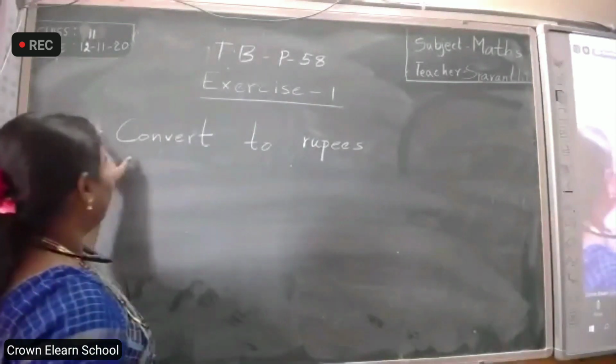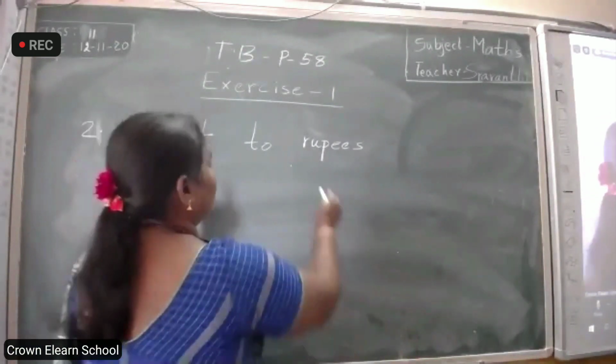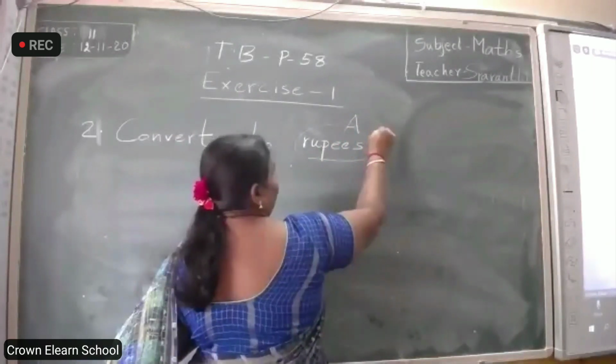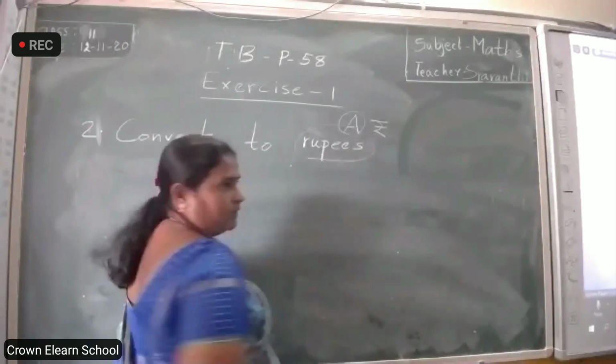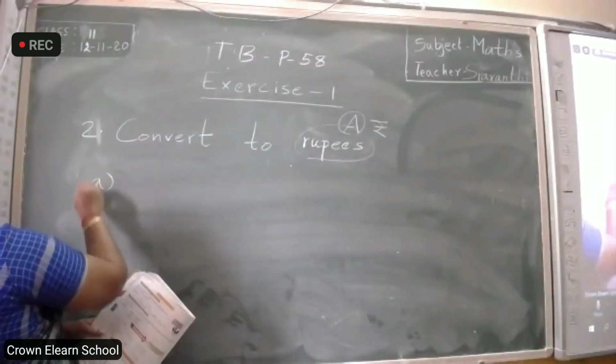See the second Roman, convert to rupees. We are converting into rupees. So in the answer, we should keep the rupee symbol. So let us see what is A.